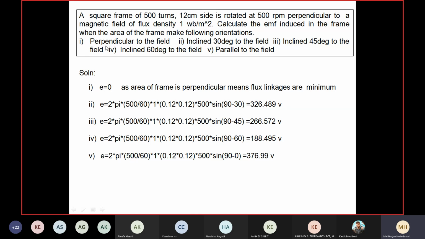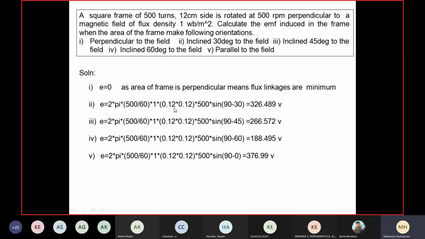Let's go with the first one. Perpendicular to the lines of force, it goes 0. Then inclined 30 degree to the field. The inclination is given as 30 degree, but you have to substitute 90 minus the given angle. 2 pi into F, where F I computed directly as the given RPM divided by 60, converting it to cycles per second, into flux density B, 1 Weber per meter square, into the area of the frame. What is the area of the frame? 12 centimeter, which I have to convert to meter. So I converted it as 0.12 meter into 0.12 meter.